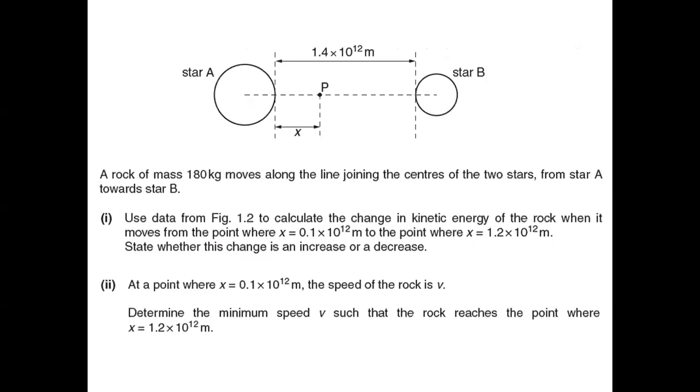So a rock of mass 180 kilograms moves along the line joining the centers of the two stars, so from star A towards star B. The first question is asking us to calculate the change in kinetic energy when the rock moves from this point to this point. And we have to determine whether the change is an increase or a decrease. Second question is that when the rock is at this position, its speed is v. So determine the minimum speed v such that the rock reaches the point where x is equal to 1.2 times 10 raised to 12 meters.